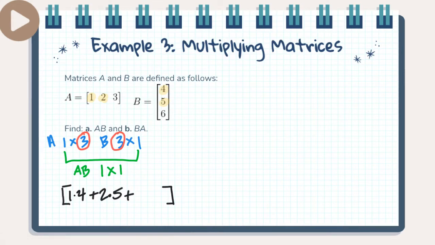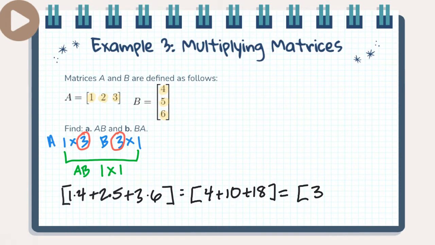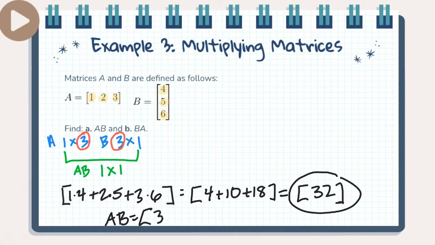and 3 corresponds with 6, 3 times 6. And now all we would have to do is simplify this, and this would become 1 times 4 is 4, plus 10 plus 18, and that all becomes 32, which is a 1 by 1 matrix. So that's our final answer. So AB is 32.